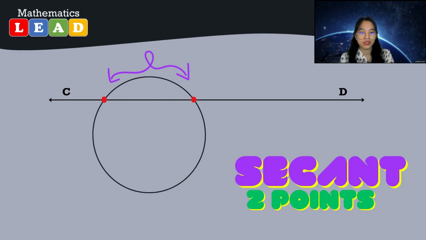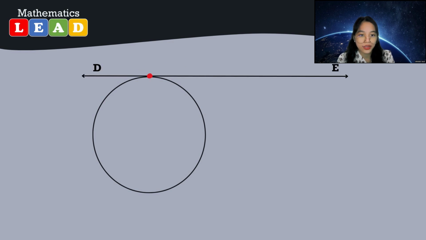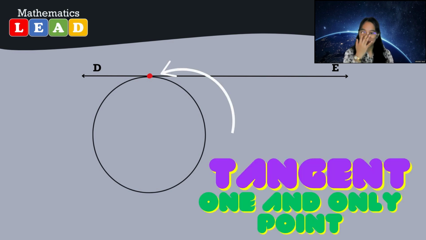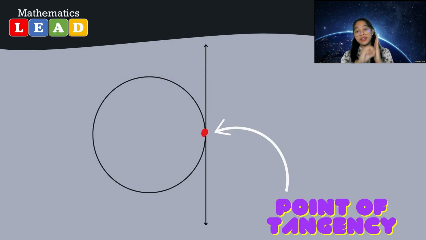But teacher, look at this example. We have the line DE. It only touches the circle. It intersects at exactly 1 point. What is this? This is our tangent. When this line intersects at exactly one and only one point, it is a tangent. The point of intersection of the line and the circle is called the point of tangency.